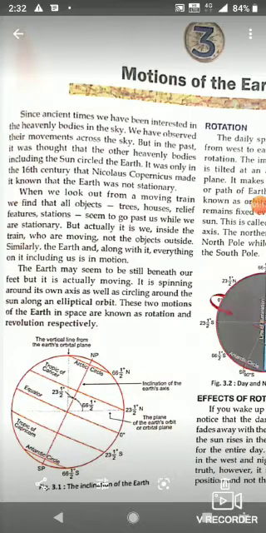The earth may seem to be still beneath our feet, but it is actually moving. It is spinning around its own axis as well as circling around the sun along an elliptical orbit. These two motions of the earth in space are known as rotation and revolution respectively.